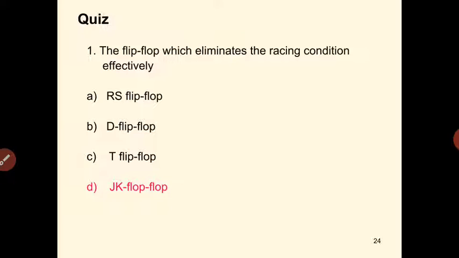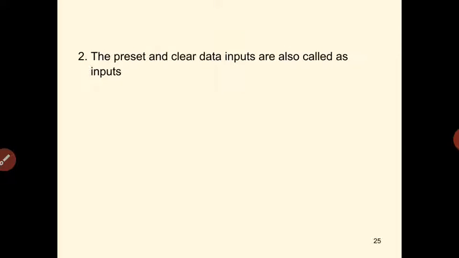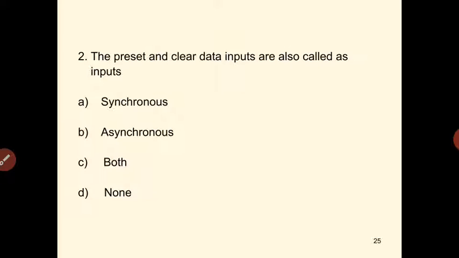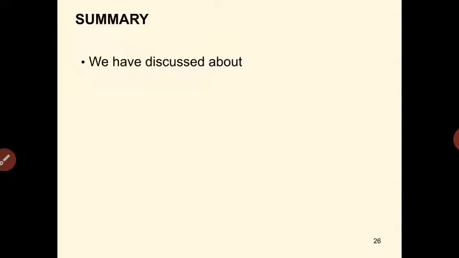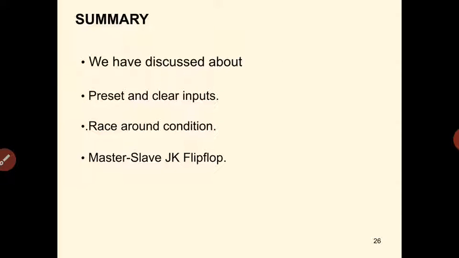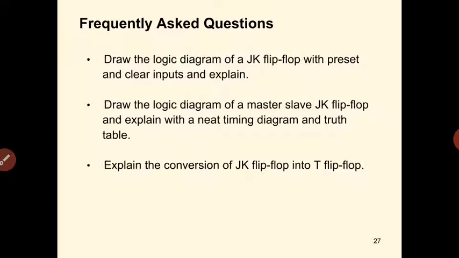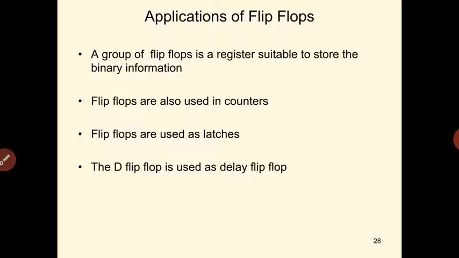Next we will move on to the quiz. The flip-flop which eliminates the racing condition effectively is what? JK flip-flop. And the preset and clear data inputs are also called as asynchronous inputs. Overall summary, we have discussed about preset and clear and racing condition, master slave, JK flip-flop and D and T flip-flops. Next we will also see the applications of flip-flops.